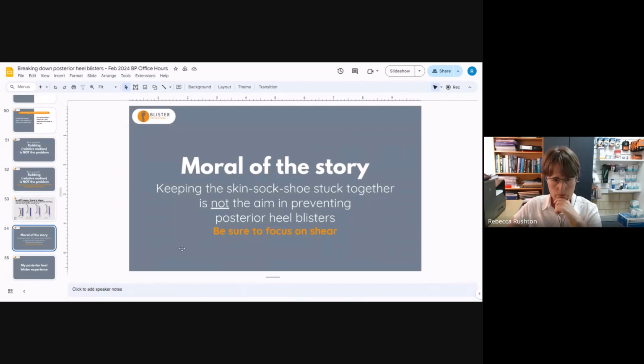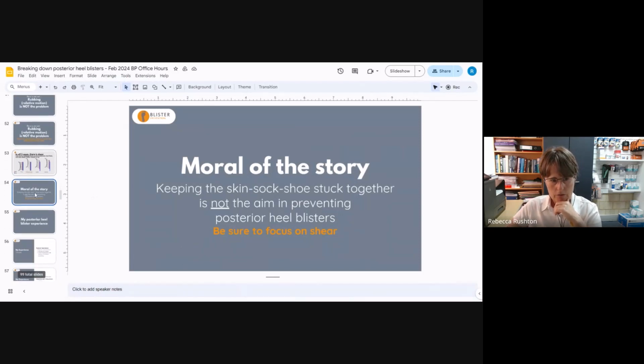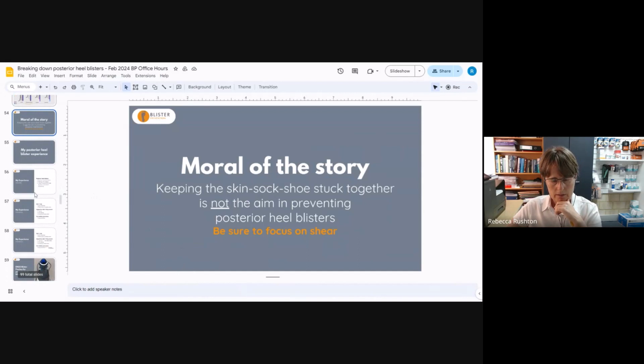So the moral of the story here is that keeping the skin, sock, and shoe stuck together is not the primary aim in preventing posterior heel blisters. We've got to focus on the magnitude of shear deformation.